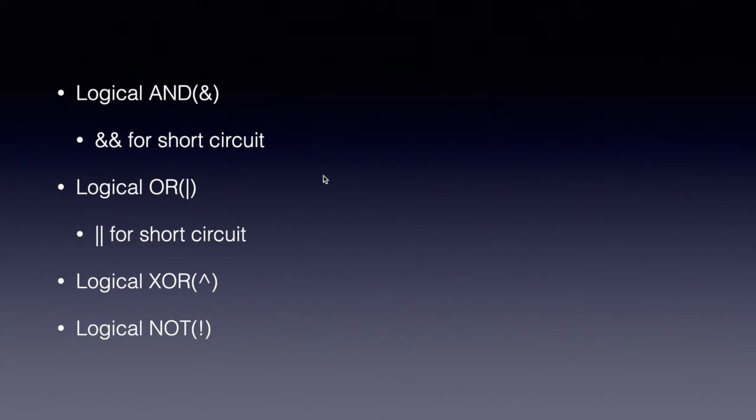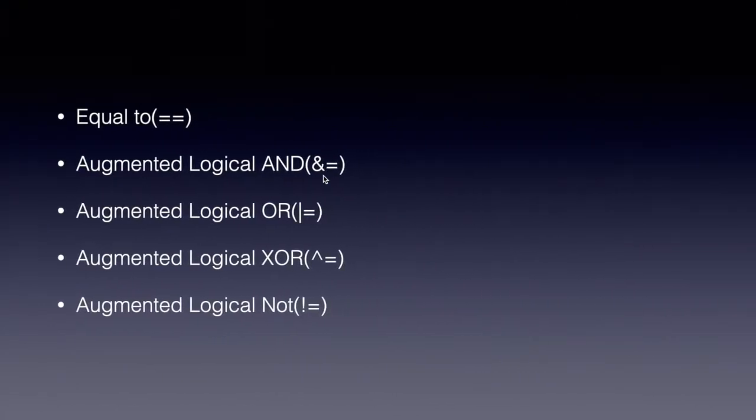The third logical operator is logical exclusive OR, denoted by the upward inverted greater than sign. The other logical operator is the logical NOT operator, which inverts the operand. If it's given false, it will produce true. If it's given true, it will produce false. The other operator is the equal to sign, denoted by a double equal sign, and it's sometimes called the equality operator.